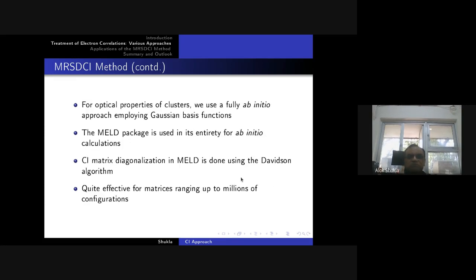So for optical properties of clusters, we have used a fully ab initio approach, where we use Gaussian basis functions, and the MELD package is capable of doing that also. So then we don't need to use my PPP program. We can just use the MELD package in its entirety, and then choose whatever CI approximation I want to use. And the MELD package is good in the sense that it also has modules not just for creating the Hamiltonian matrix and diagonalizing it, but also for computing various properties once you have the many-particle wave function available, properties such as transition dipole moments, which we need for calculation of optical properties.